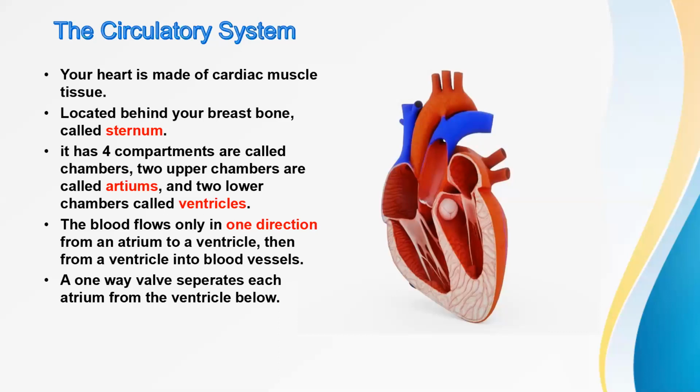Your heart has four compartments called chambers. Two upper chambers are called atriums and two lower chambers called ventricles. In heart, blood flows in one direction from an atrium to a ventricle, then from a ventricle into blood vessels. So between each atrium and ventricle, there are some valves. A one-way valve separates each atrium from the ventricle below.